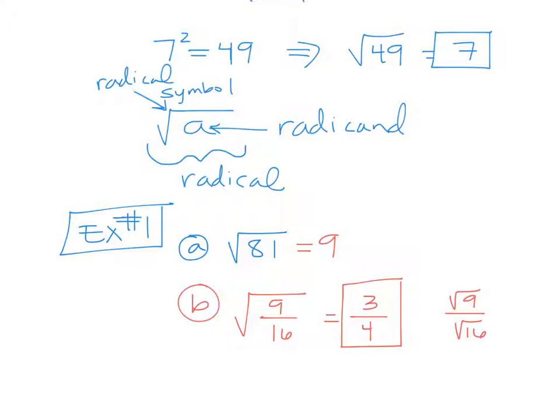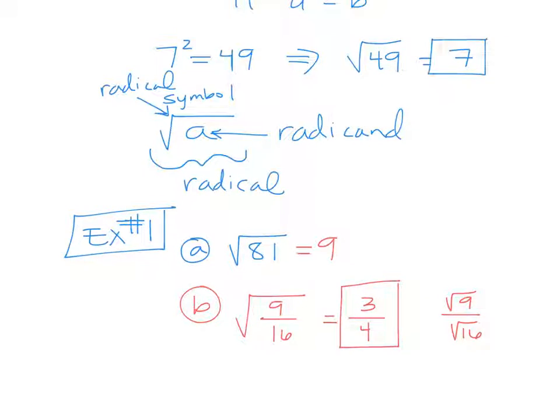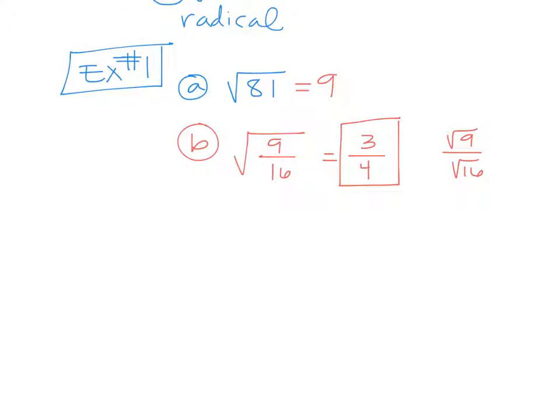Okay, so let's get a little bigger here. What about the square root of 100 over 49? What's the square root of 100? 10, right? So square root of 100 is 10. Square root of 49 is 7. So you get 10 over 7.